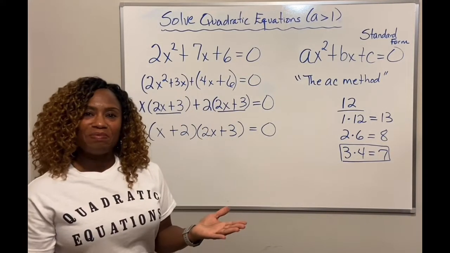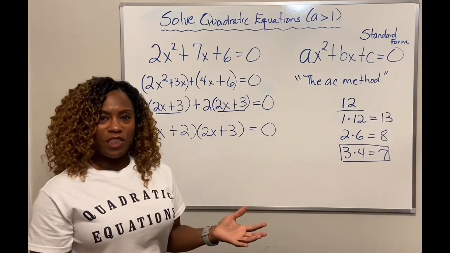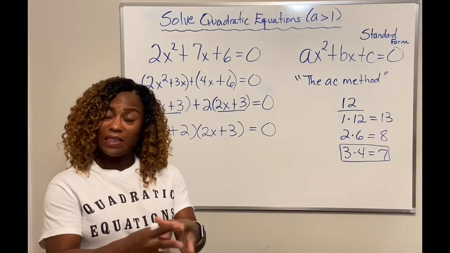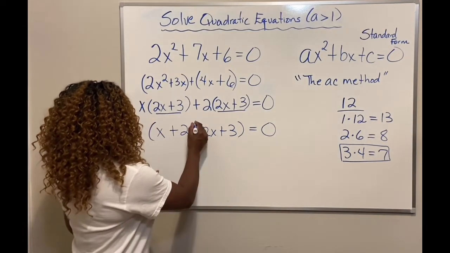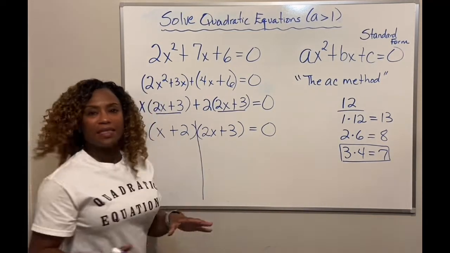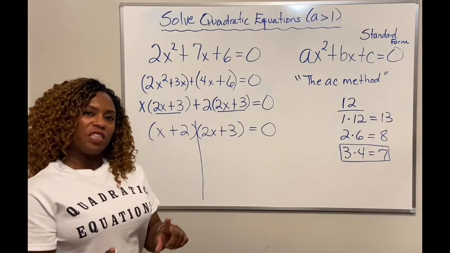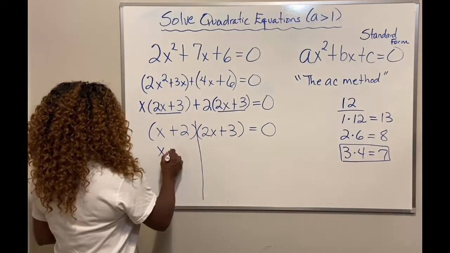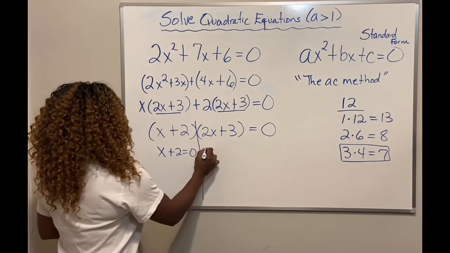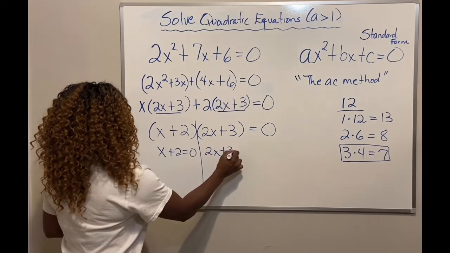But we're not done. All we've done is factored this equation. We still need to solve for the variable. We need to know what x is equal to. We have some unknowns here. So this is at the point where we separate these and we set each of those expressions equal to 0 and solve for x. So let's do that. So I'm going to put x plus 2 equals 0 and 2x plus 3 equals 0.